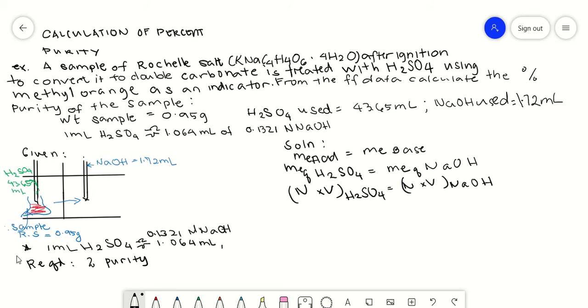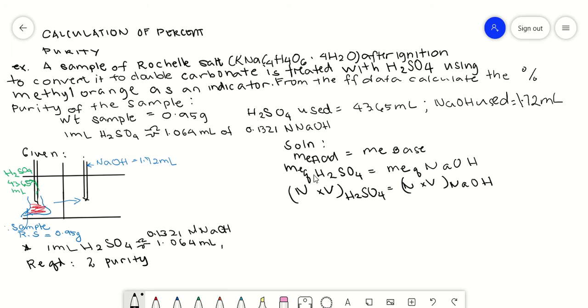There is another data here which was from previous analysis, in which you have a concentration ratio of 1 ml of sulfuric acid is equivalent to 0.1321 normal sodium hydroxide with a volume of 1.064 ml. What would be the percentage purity?